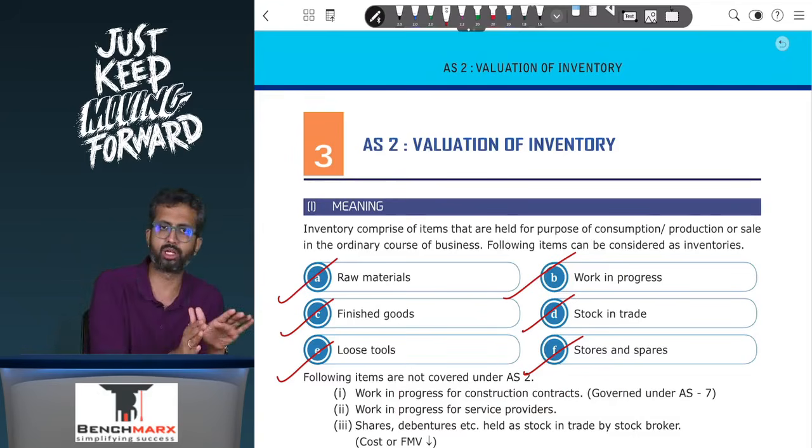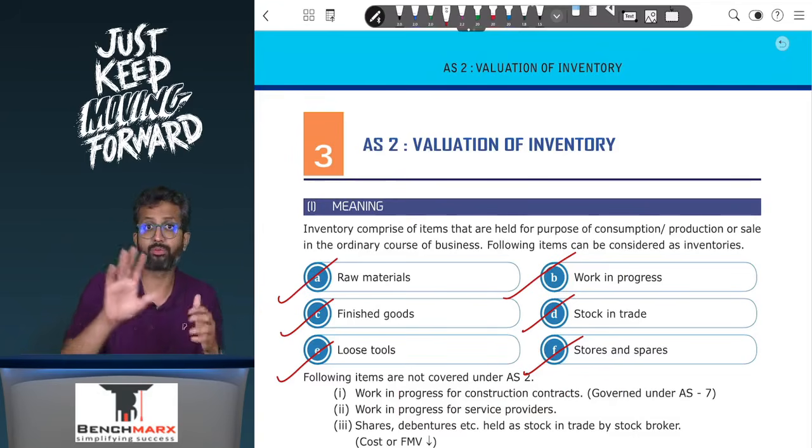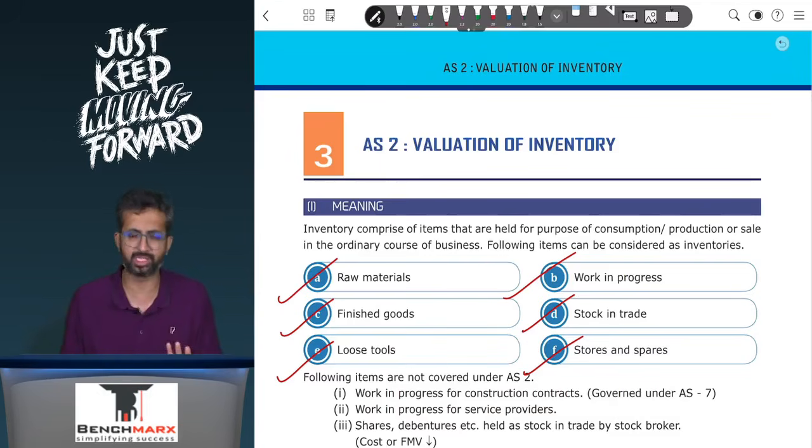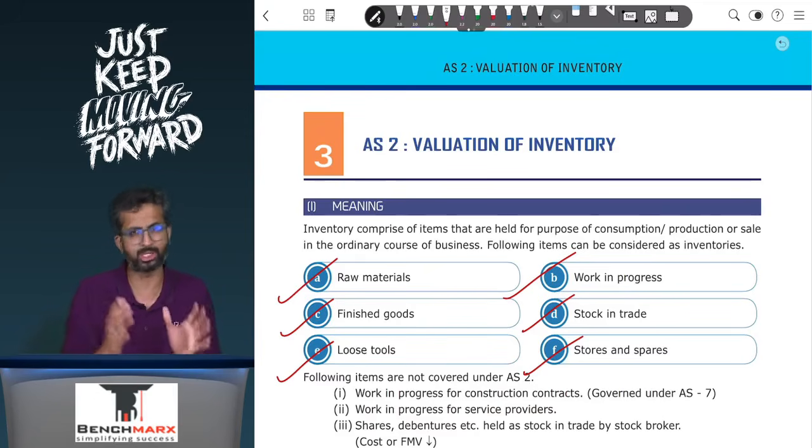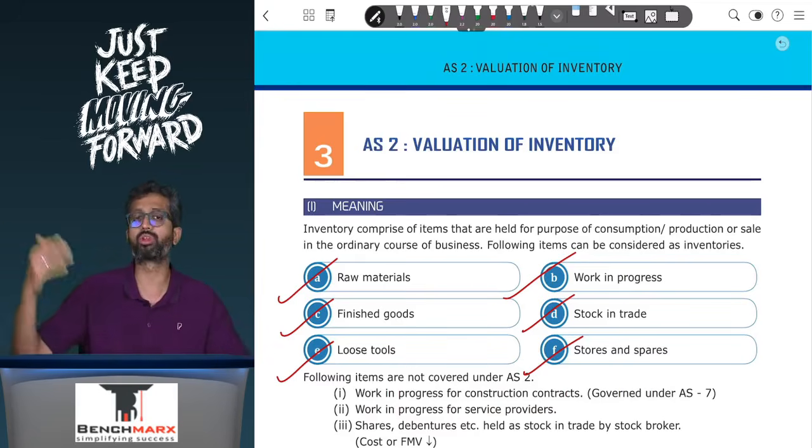So what is not covered under AS2? Work in progress for construction contracts. Why? Because there's a separate AS7 for that. Work in progress for service providers. Now inventory AS2 covers physical inventory. If I'm a service provider like a coaching institute and half of my batch is complete, that is work in progress. However, that work in progress for a service provider will not be covered under AS2.